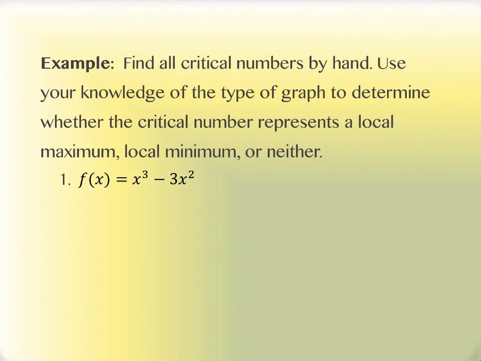So the directions are to find all the critical numbers by hand, which means we literally take derivatives and set things equal to 0. Or we might take derivatives and set denominators equal to 0, because that would be where things don't exist. And then we determine if a critical number is a local max or a min or neither. And we're going to do it on this particular one simply by thinking about what the graph looks like.